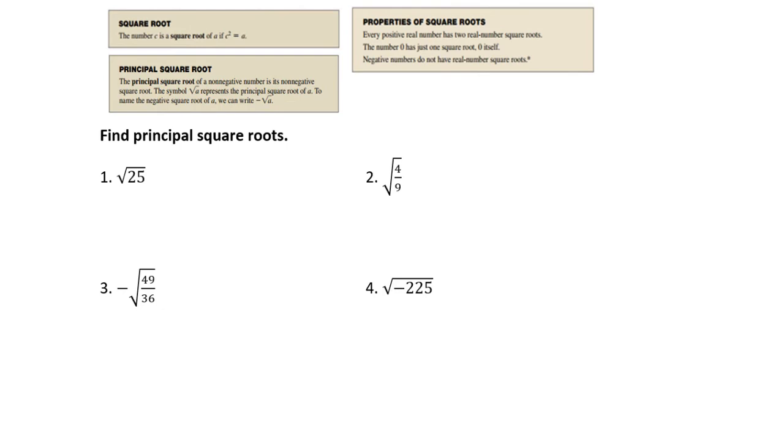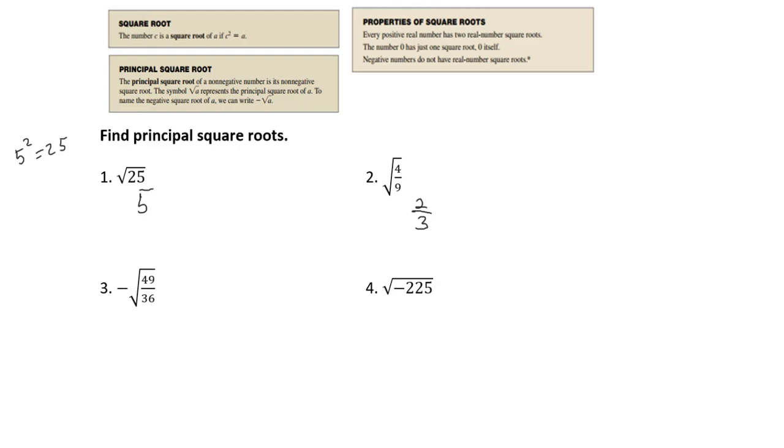Okay, so the square root of 25, we have the rule up here that says c is the square root of a if c squared equals a. So the square root of 25 is 5 because 5 squared equals 25. All right, so the square root of 4/9 will equal 2/3 because 2 times 2 is 4 and 3 times 3 is 9.